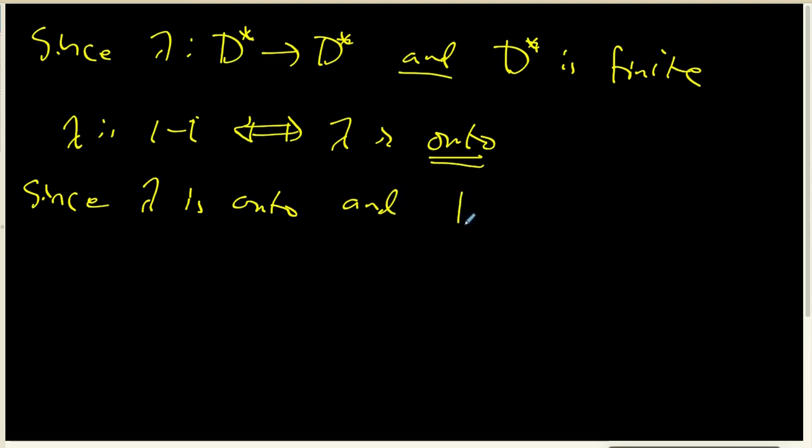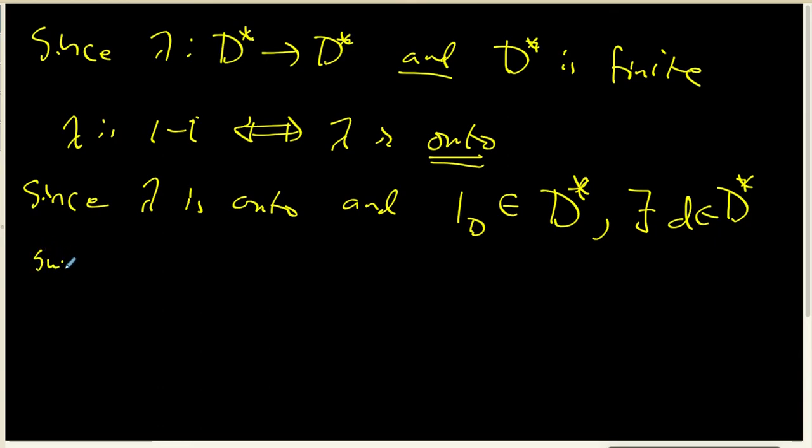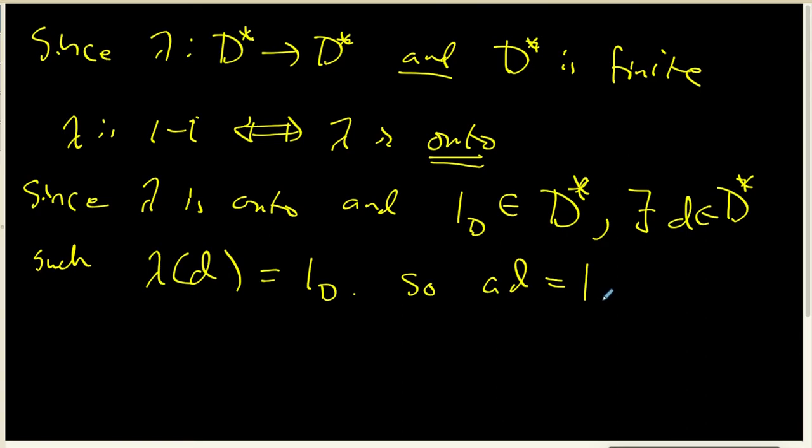and the fact that the multiplicative identity for our domain lives inside d star, those two things say there exists somebody inside d star such that lambda of that somebody is indeed equal to the element 1d. And so that says a times d is equal to 1. And that's halfway there. That's half of what we need in order to have a multiplicative inverse.